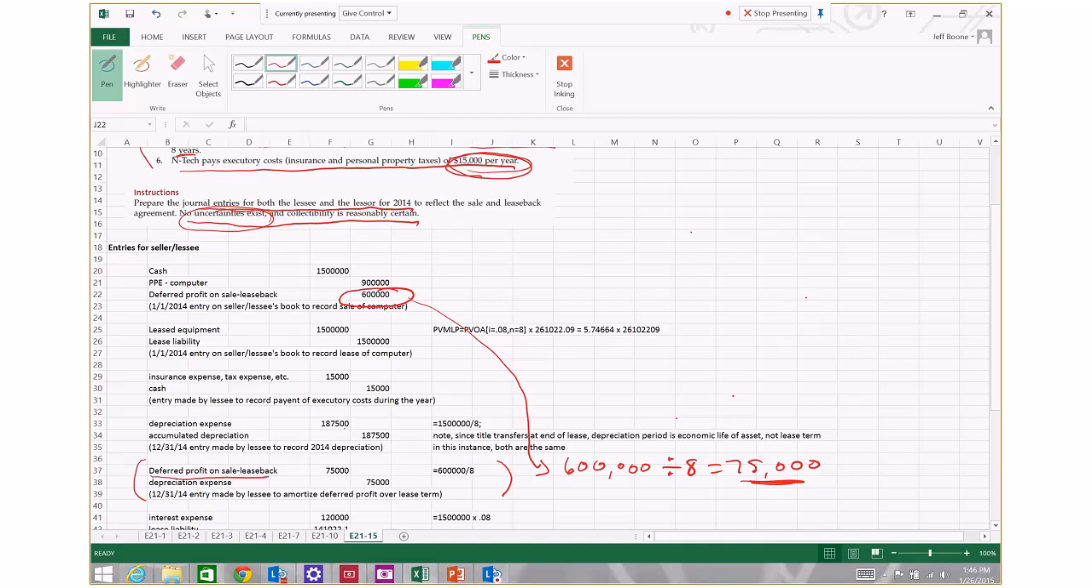deferred profit on sales leaseback account, $75,000. That's the account that we originally booked the deferred profit to. So we're transferring out of that account. And the offset to that entry is going to be a credit to depreciation expense. So essentially, this deferred profit on the sale is going to serve to reduce the amount of depreciation expense that we're recognizing on this asset over the lease term.